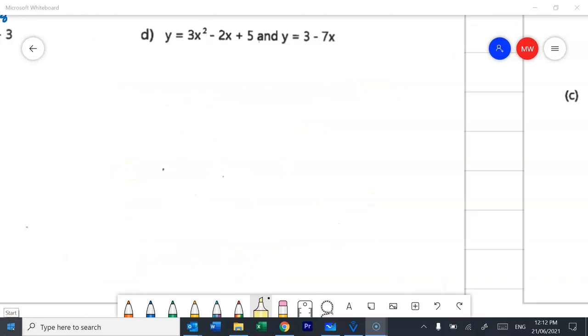Okay, so 2D, we've got simultaneous equations again that we're going to try and solve. At this stage, they both equal y, so that's great. There's no manipulating that we have to do yet at this point. So that means that if we amalgamate them, we've got 3x squared minus 2x plus 5 equals 3 minus 7x.